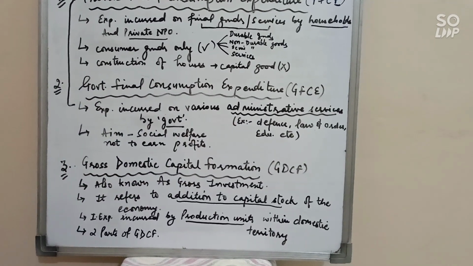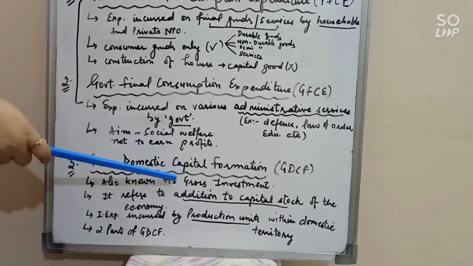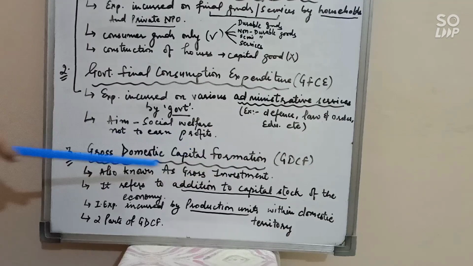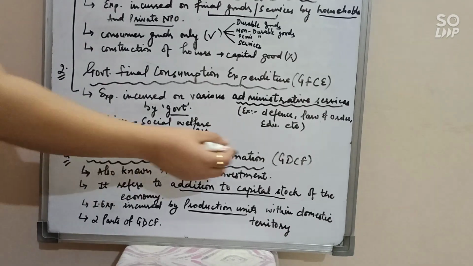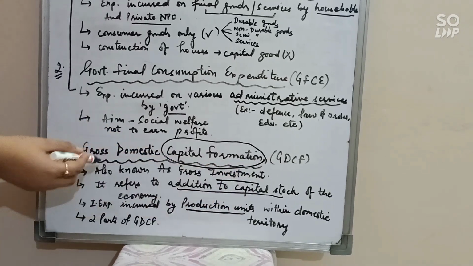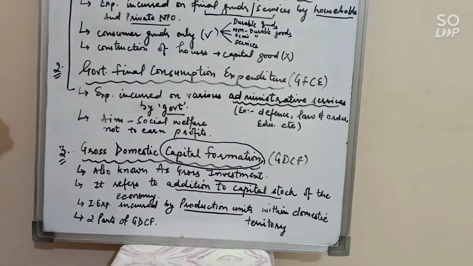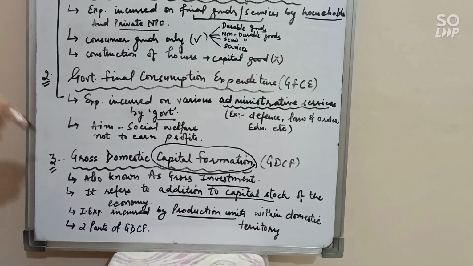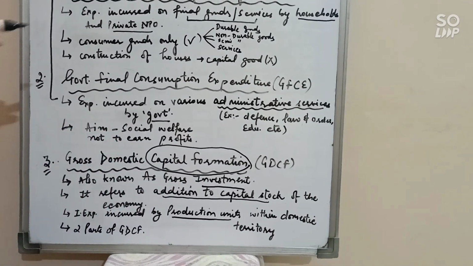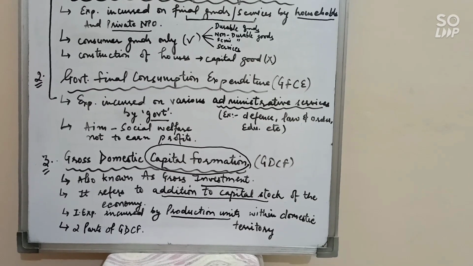Now what do you mean by capital formation? So capital formation means here we are going to take capital goods. The other name of capital formation is investment. So gross domestic means total investment within the domestic territory. So it is also known as gross investment. It is another name. Capital formation is known as investment, so we can write gross investment.